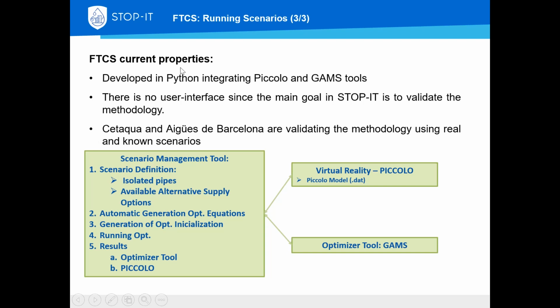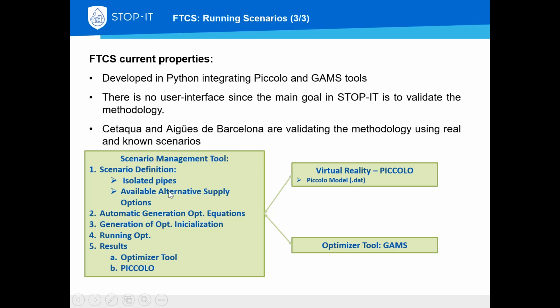So, regarding the properties of this tool, it is developed in Python, integrating Piccolo and GAMS. There is no user interface nowadays, since the main goal in Stopit is to validate the methodology. Zetaqua and IBS Barcelona are validating the methodology using real and known scenarios.